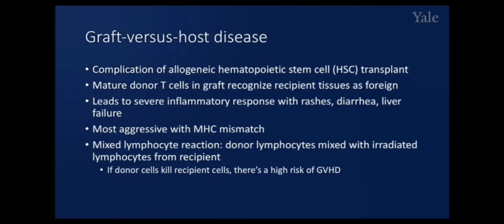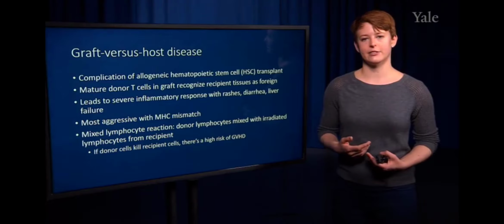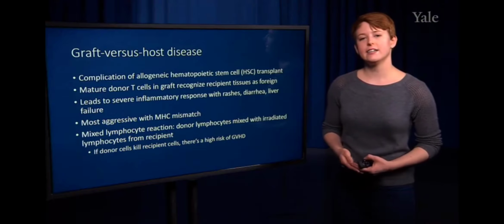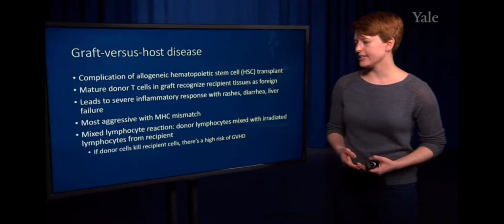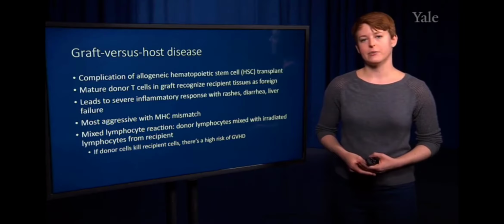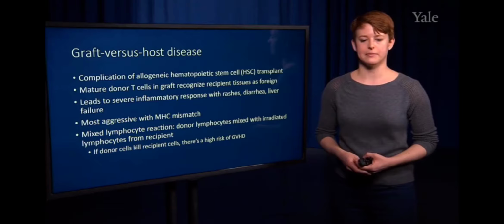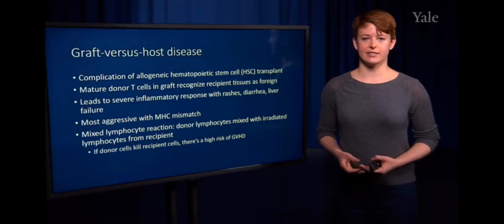And these mature T cells are from the donor and therefore recognize the recipient as non-self and foreign. And so here, conversely to what we saw with transplant rejection, here the graft actually attacks the host. And this can lead to a severe systemic inflammatory response, which leads to problems such as rashes, diarrhea, and more severe symptoms such as liver failure and death.